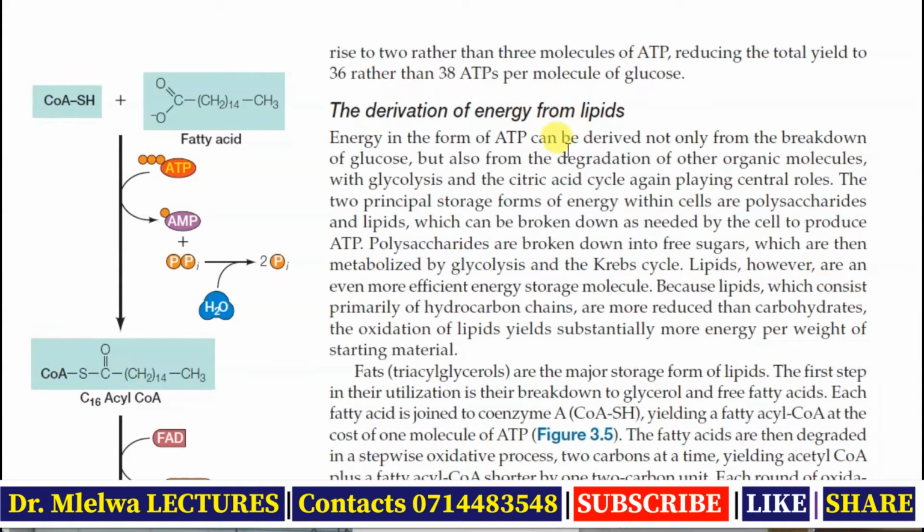Energy in the form of ATP can be derived not only from breakdown of glucose, but also from degradation of other organic molecules, with glycolysis and the citric acid cycle again playing central roles. Even in the metabolism of fat, glycolysis is still involved and the Krebs cycle is involved. Now the two principal storage forms of energy within cells are polysaccharides and lipids, which can be broken down as needed by the cell to produce ATP.